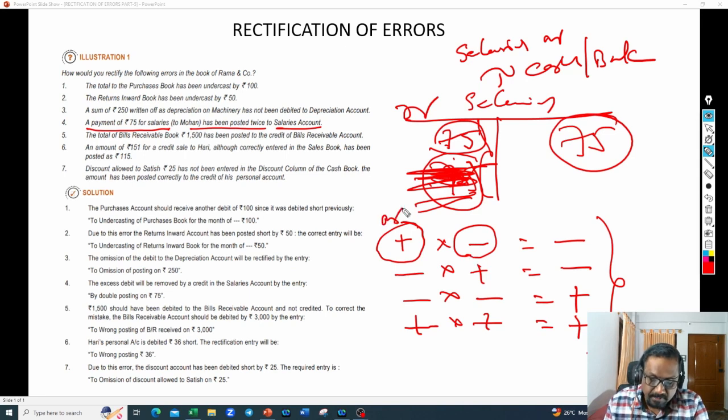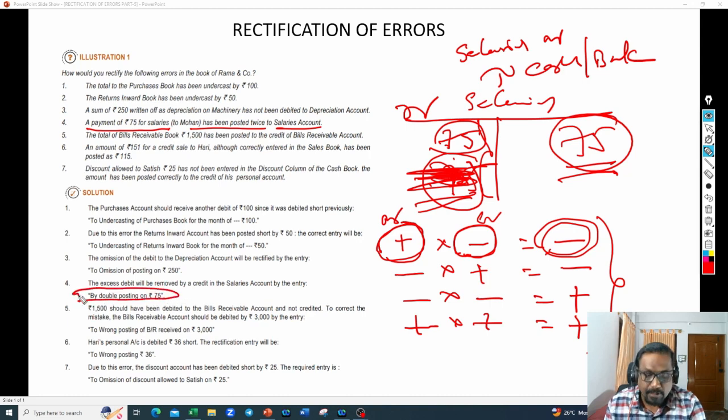This is the debit. Plus is debit. Minus is credit. If you want to reduce the debit, you need to minus it. So then the balance will come down. This minus is reduction in the balance. So if you want to reduce the balance, the 75 has to be credited in salaries account. So what entry are we supposed to book? By double posting 75 you need to write here, and keep that 75 rupees. Then the rectification is done. Clear? Next.